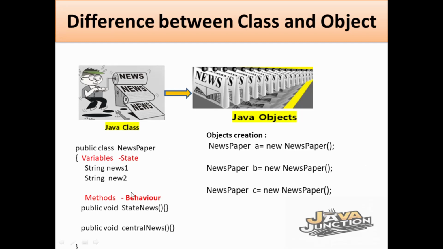And one more thing is, for the class, no memory occupation is required. No memory is allocated for the class, but memory allocation for the object is required. At the time of object creation, the memory is allocated for every object. For example, if this class requires 10 bytes of memory, then 30 bytes are created for the three objects.